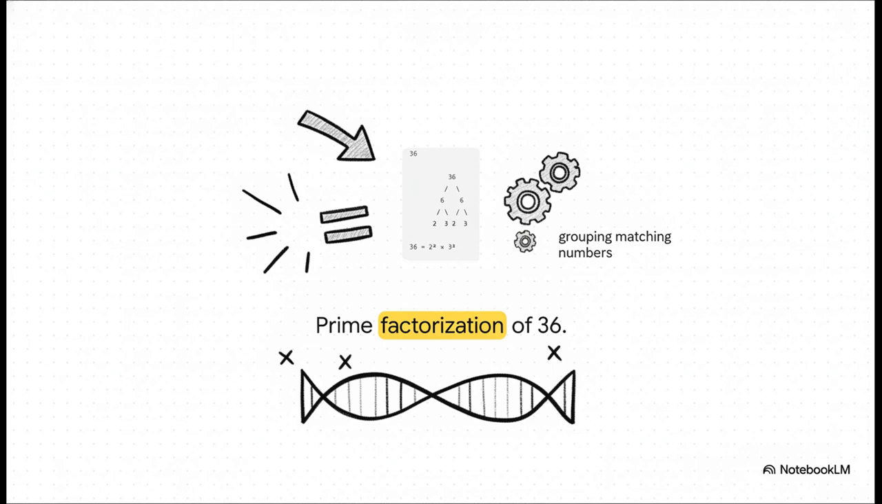We're going to use the exact same branching process, but let's speed up the pacing just a bit. 36 branches down beautifully into 6 times 6. Both of those 6s branch down into 2 and 3. So, reading across the bottom of our tree, our raw DNA is 2, 3, 2, and 3. When we group the matching numbers together just to keep things nice and tidy, we get 2 2s and 2 3s. Therefore, the prime factorization of 36 is elegantly written as 2 squared times 3 squared.